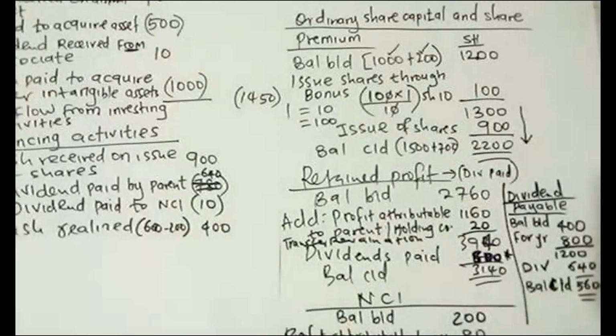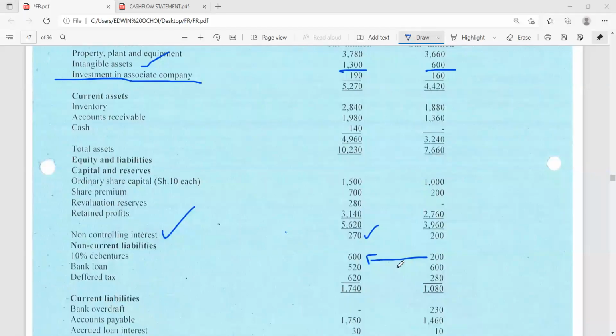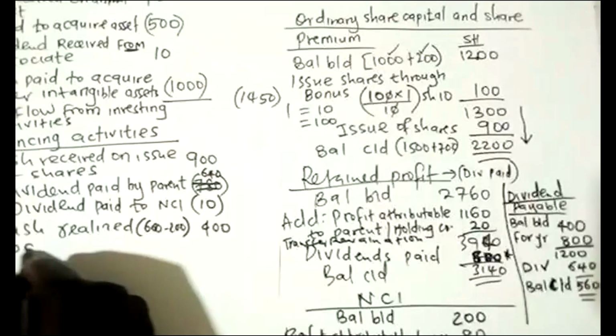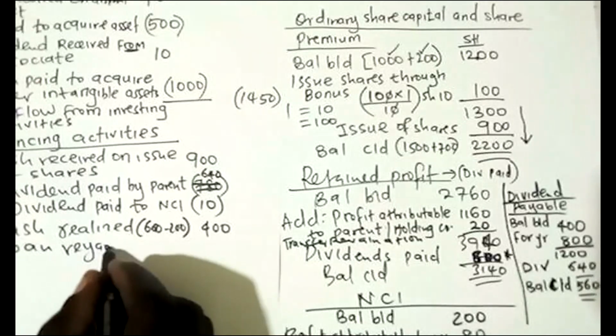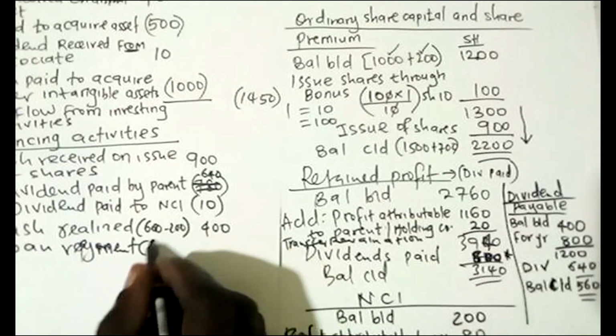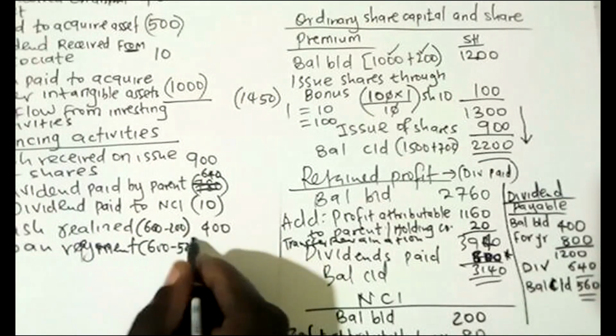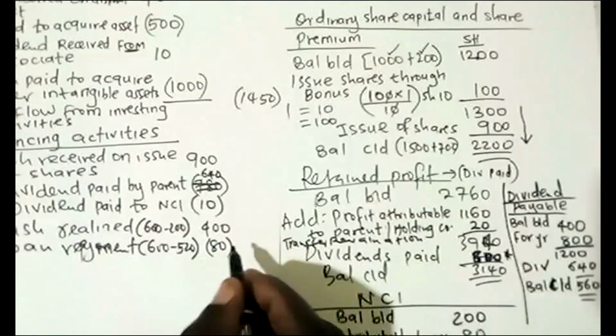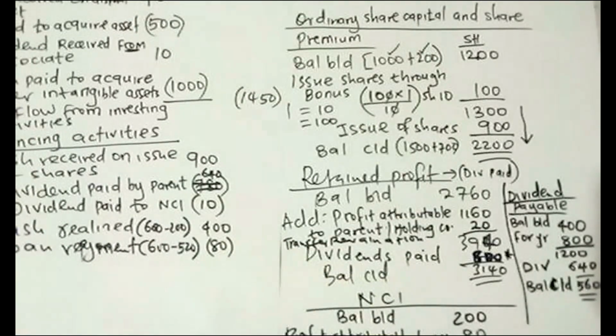What about loan? Did they pay the loan, or did they go ahead again to acquire more loans? So it was 600 to 520. So they made a repayment of 80. Loan repayment. So we have 600 minus 520, so that is 80. They made a loan repayment.